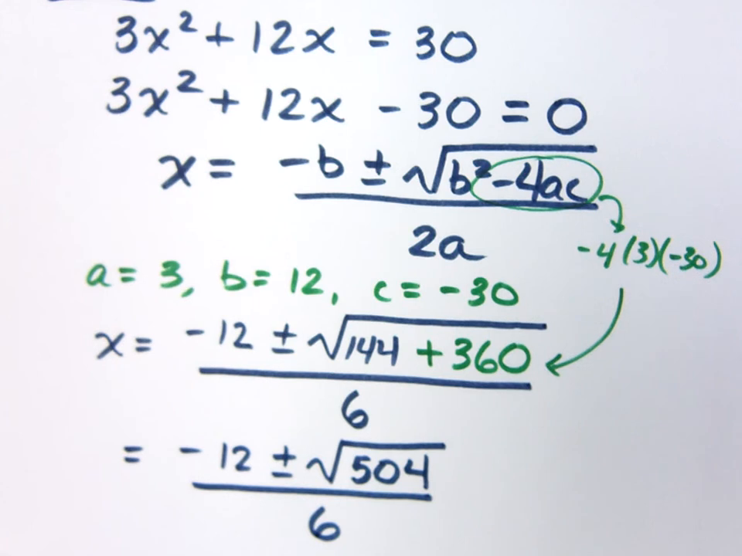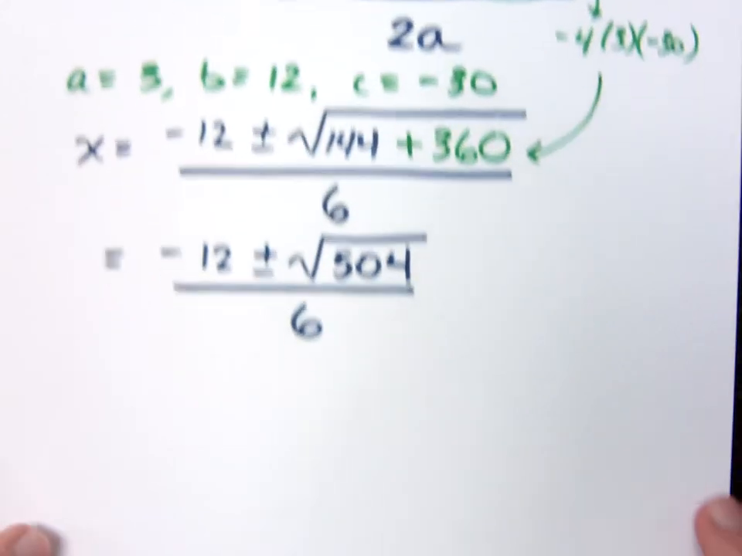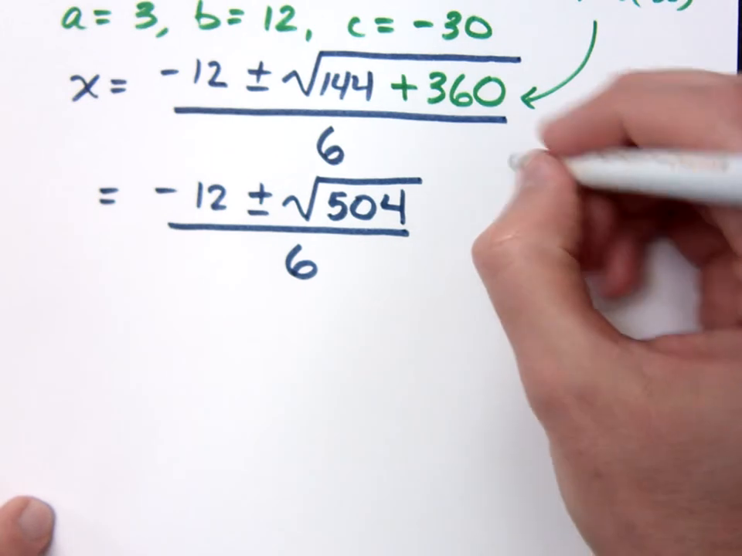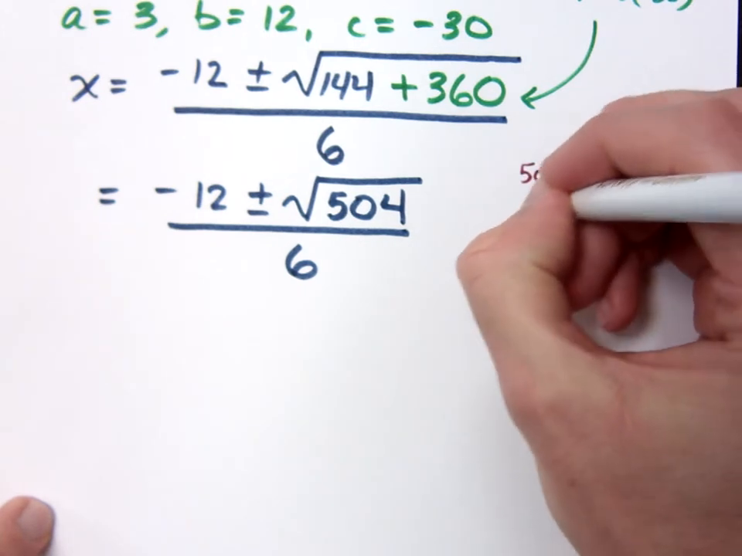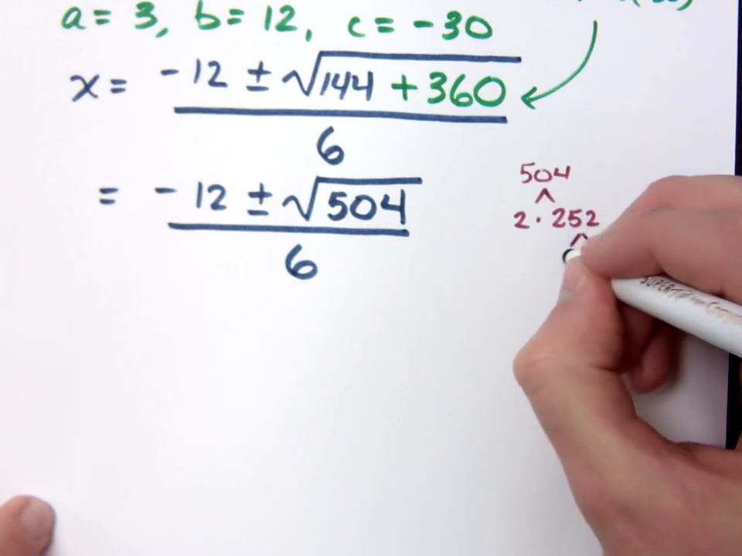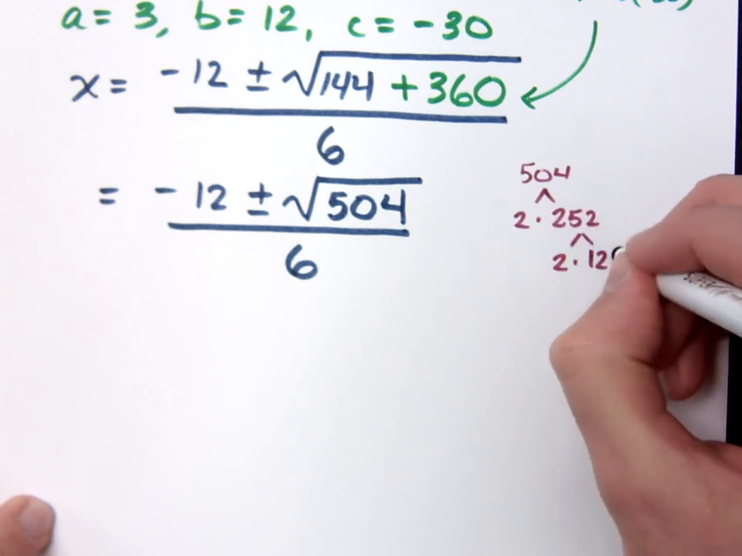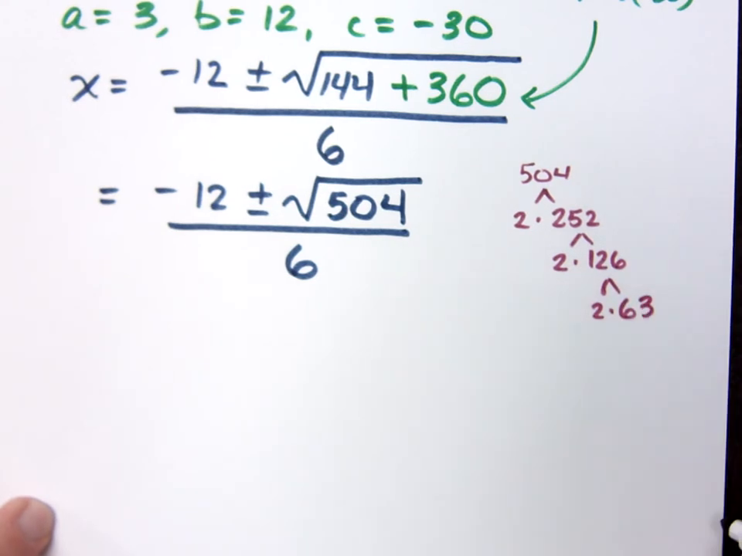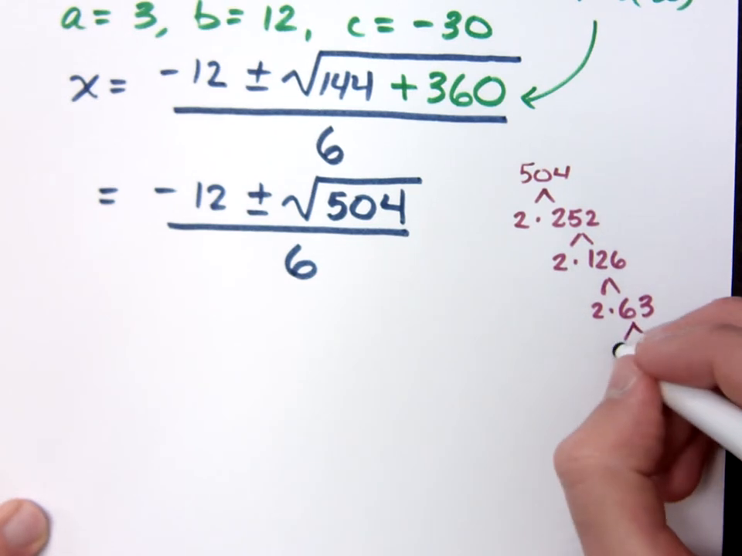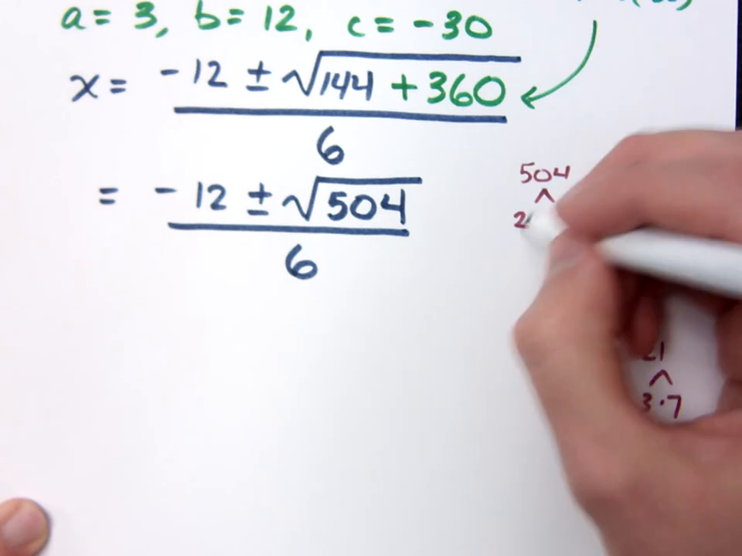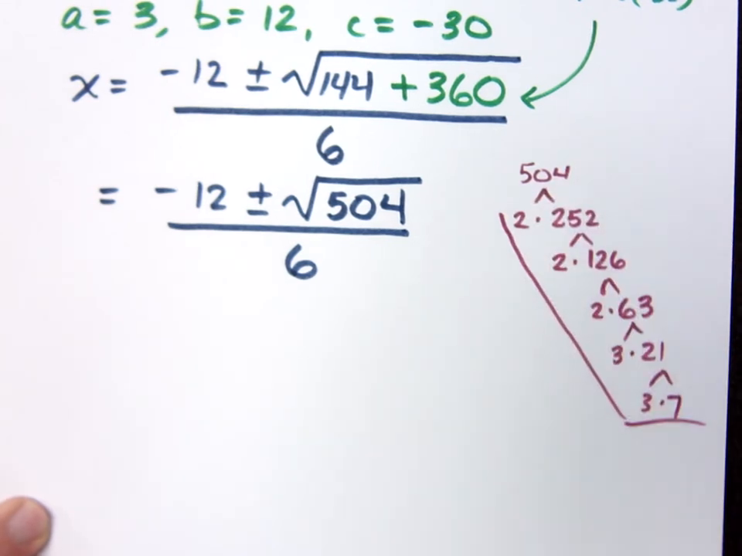I'm not done because I've got to break out whatever perfect squares are in 504. Off on this side, we're going to do a factor tree. We know that 2 goes into 504 252 times. 2 goes in here 126 times. 2 goes in here 63 times. I'm out of 2's. Now 3 goes in 21 times, and 3 goes in 7 times. This is your prime factorization.